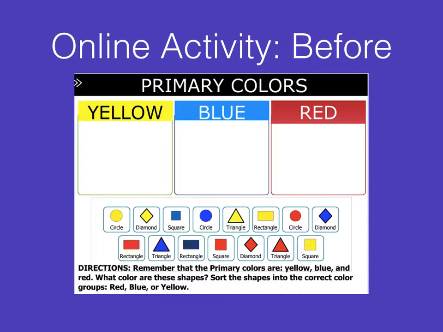These directions can also be read aloud just by clicking anywhere on the directions, and so can any text that is on the screen. If a student were to click on the word yellow, it would be read aloud. Same with blue, red, primary colors, anything that you see, even circle, diamond, square, it can be read aloud, which I think is a great accessibility feature that Boardmaker Online provides.